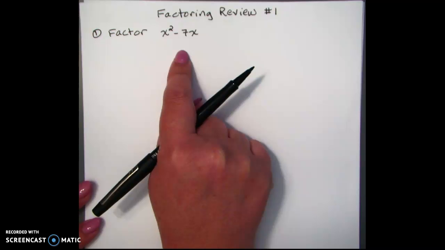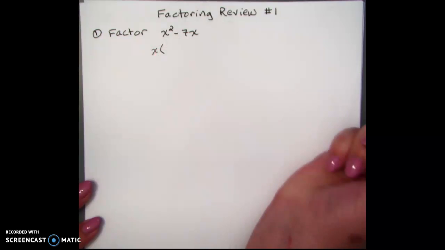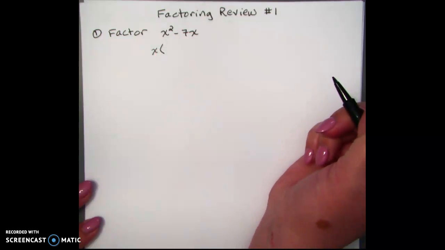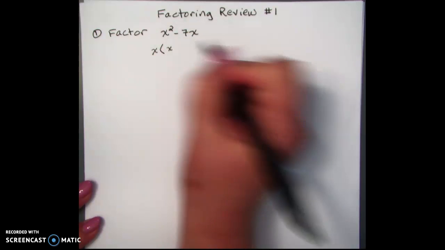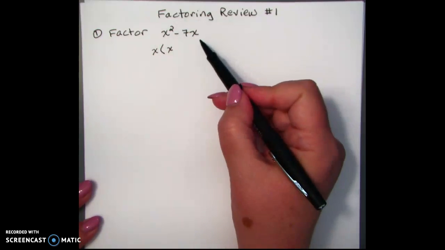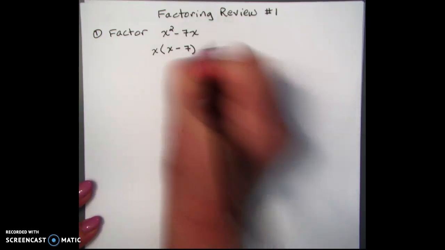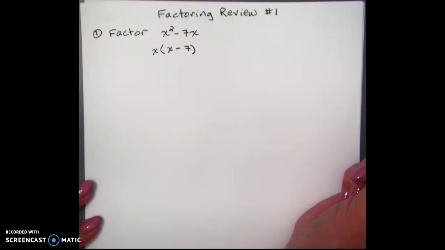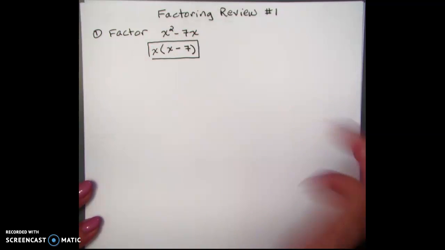Starting with something easy, the first thing you always want to do is see if you have a greatest common factor. Looking at this expression, we have a greatest common factor of x. When I factor it out, x times what gives me x squared? That would be x times x. And x times what gives me negative 7x? That would be negative 7. The next step would be to look into the parentheses and see if it's further factorable. But this one is not, so we are actually finished with that answer.